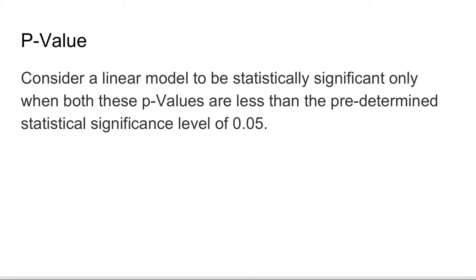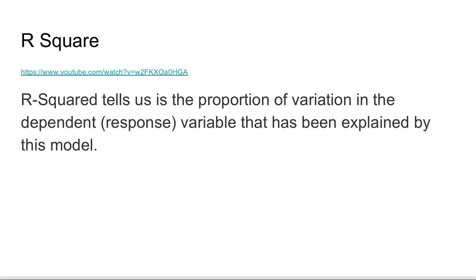The p-value here, I want it to be less than the level of 0.05. If so, we can see that it is statistically significant. And then the R square. R square tells us the proportion of the variation in the dependent variable that has been explained by this model.